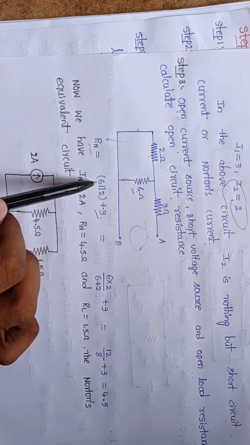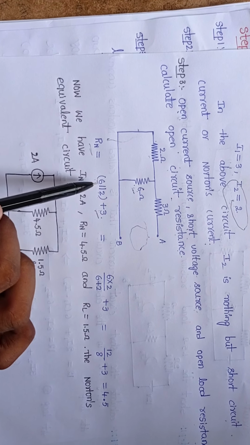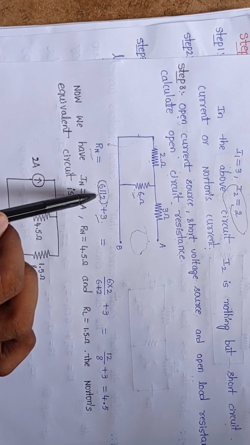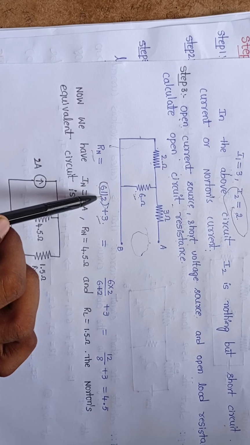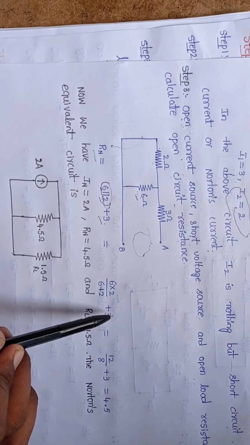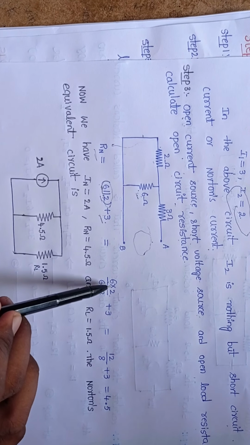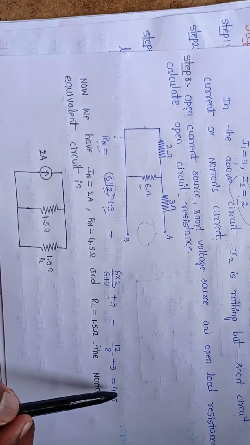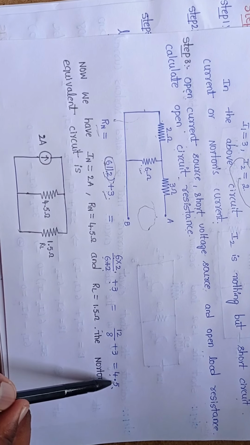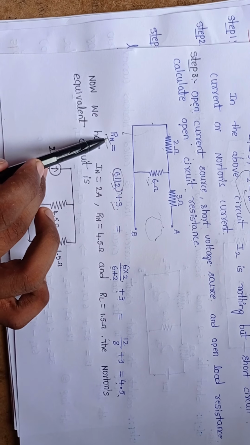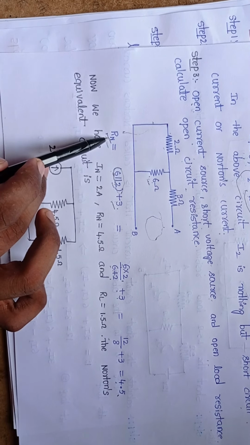We know whenever two resistors are connected in parallel, we can represent these two as one resistor using the formula R1 into R2 by R1 plus R2. Here R1 is 6 ohms, R2 is 2 ohms. That is 6 into 2 by 6 plus 2, plus 3, equals 12 by 8 plus 3, equals 4.5. We calculated Rn also. Rn, the Norton's resistance, equals 4.5.